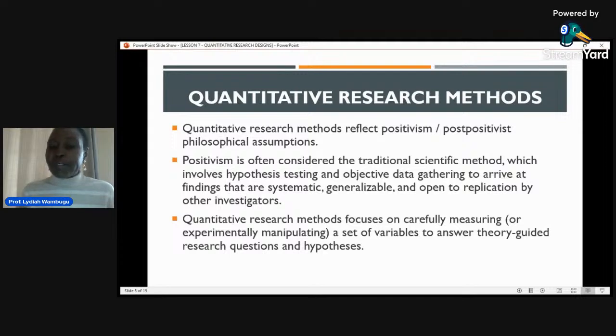But remember what we have said, none of the two is superior. So quantitative methods focus on carefully measuring or experimentally manipulating a set of variables to answer theory-guided research questions and hypotheses. And we know this is what we normally do. So we identify variables that we are going to measure, or the ones we are going to manipulate if you are doing an experimental study. And these variables are supposed to be answering a set of research questions and testing hypotheses.